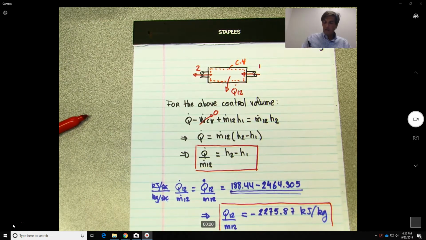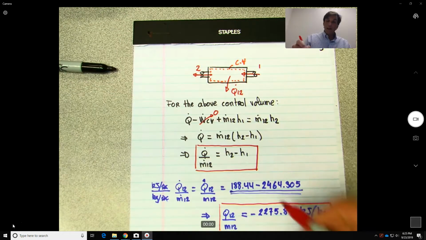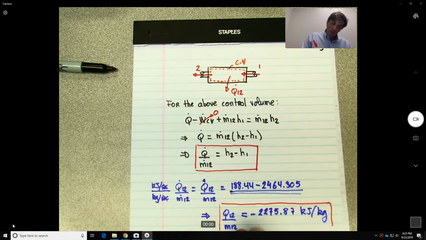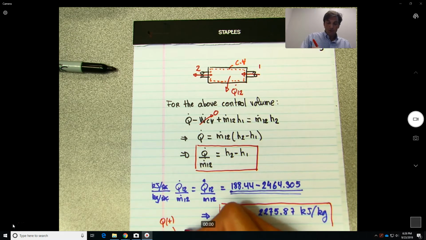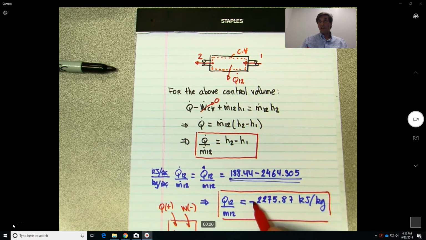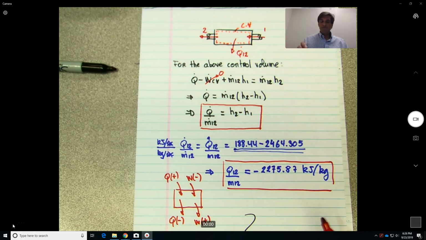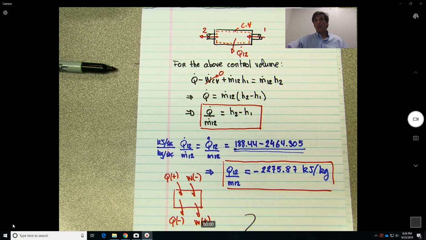So once again, what's the meaning of the negative value? If you remember, on the sign convention we are using, heat going in is positive, heat coming out is negative, work done by the system is positive, work done on the system is negative. So the negative sign means that is heat coming out of the system. Okay, so that would be the end of this problem. Thank you for your attention.